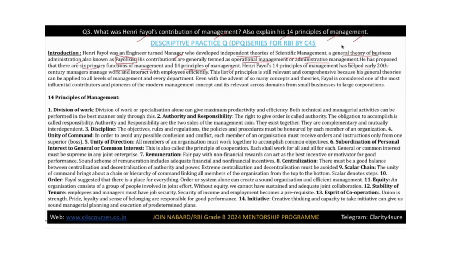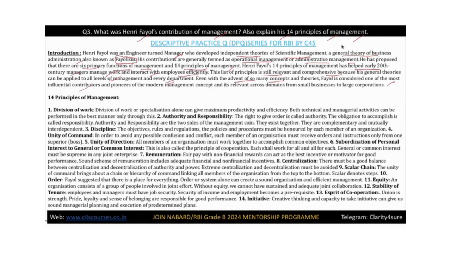contribution has helped early 20th century managers manage work and interact with employees efficiently. If you see his list of principles, it is considered that it is still relevant and comprehensive because his general theories can be applied to all levels of management and every department. So we can say that with the advent of so many concepts and theories, Fayol's contribution is considered one of the most important and influential contributions.